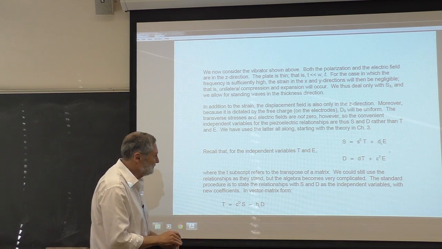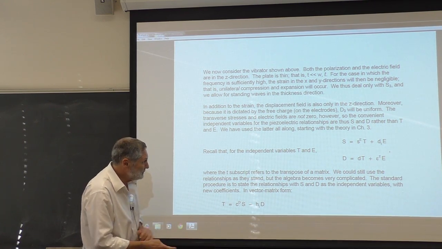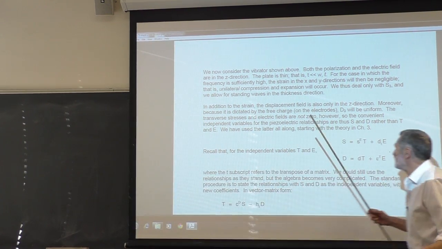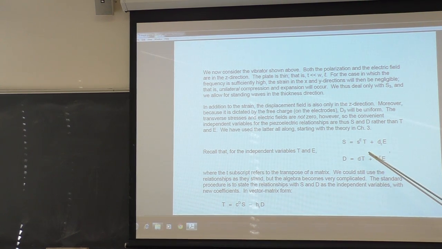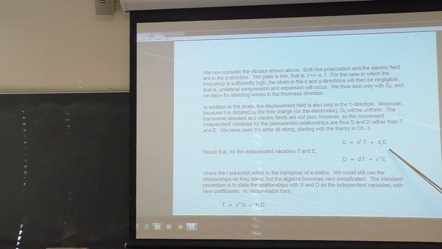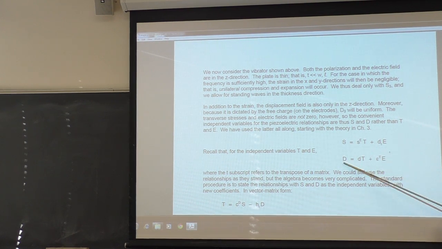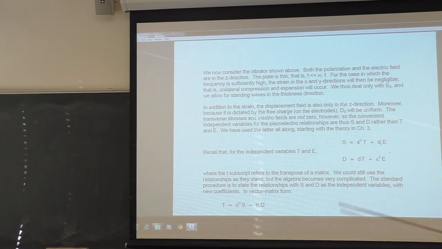So here's what we're hit with. We need, in some sense, the opposite of our standard approach here. We would rather treat D and S as independent variables and T and E as dependent variables. Now, we don't have to do that. We could proceed with these equations. It just becomes mathematically very messy.